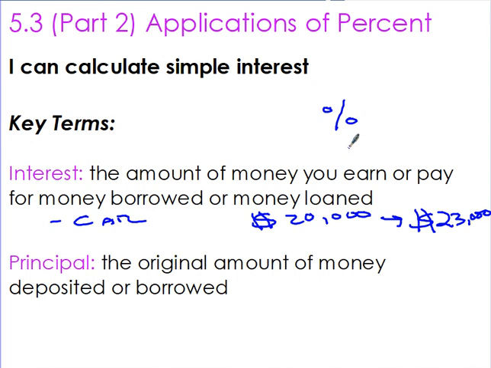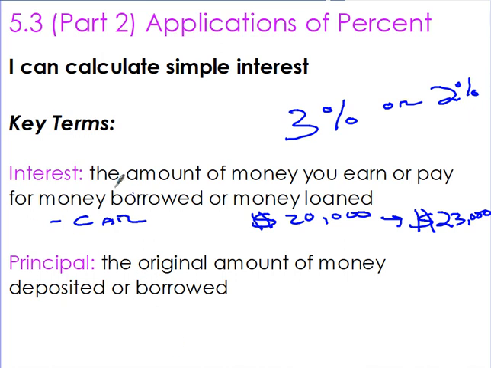The amount of interest you pay is based on the interest rate you get, which is a percentage. Right now, a good interest rate for a car would be considered like 3% or even 2%. Principal is the original amount of money deposited or borrowed. So the principal is what you start off with.